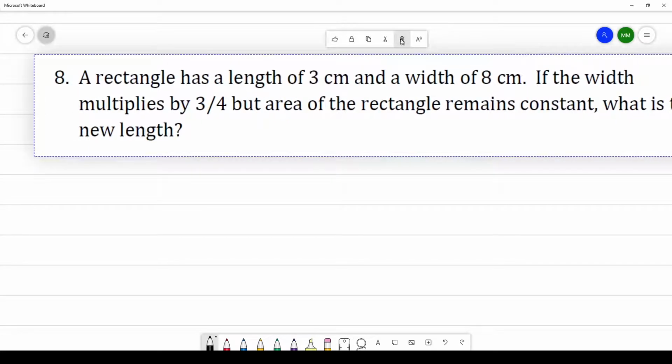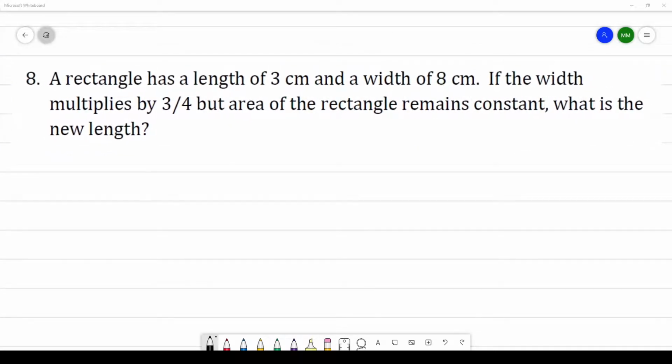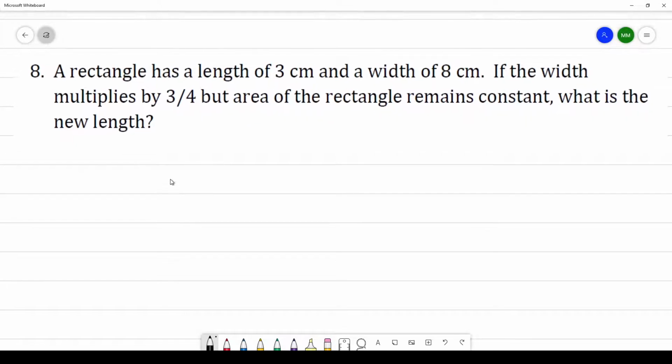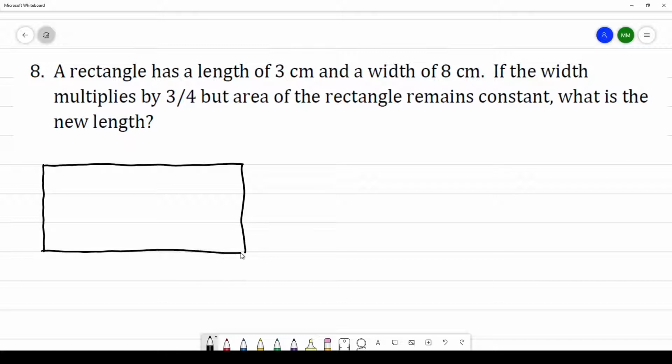That's number 8. So the rectangle has a length of 3 and a width of 8, so we can first draw it. So something like this. 3 centimeters, 8 centimeters. So if the width is multiplied by 3 over 4, right?